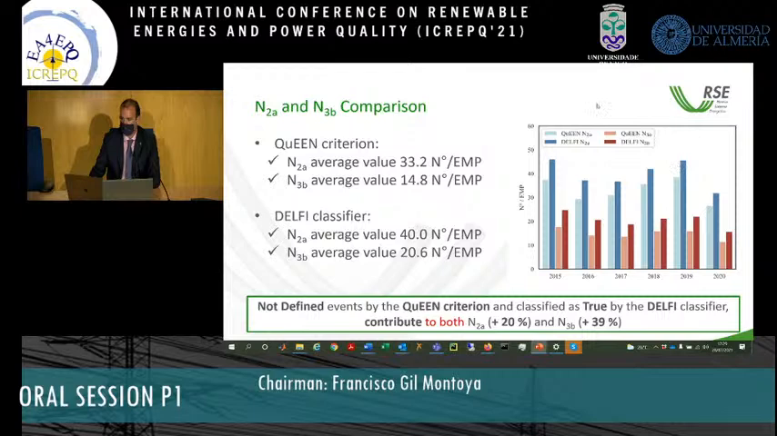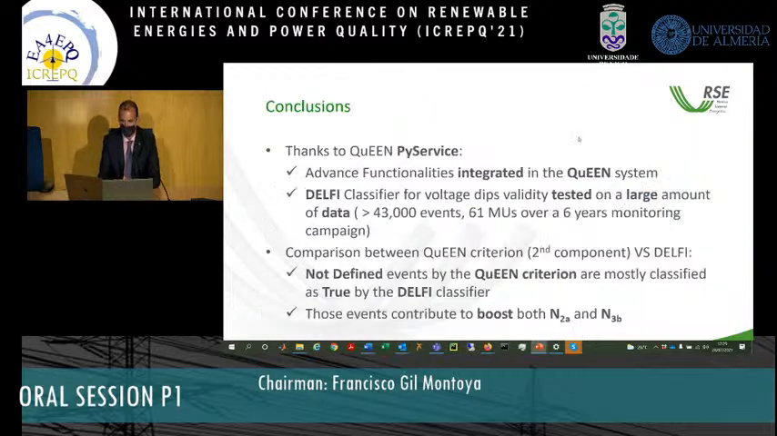Going to the conclusion, today I present the Queen Pi service application. It's a Python tool that integrates advanced functionality in our monitoring system, that is the Queen system. We integrate the Delphi classifier, that is a deep learning algorithm for false event identification.